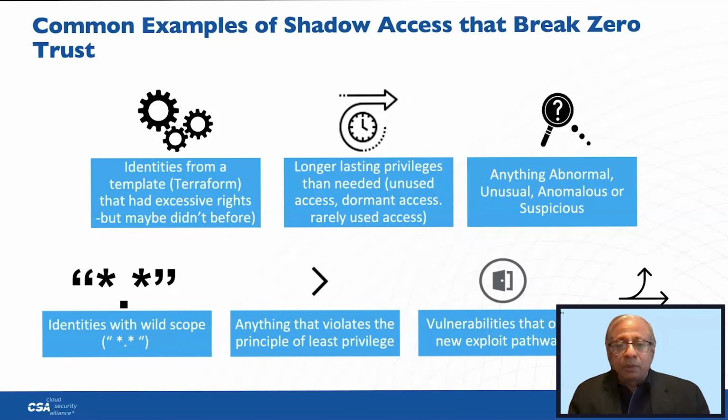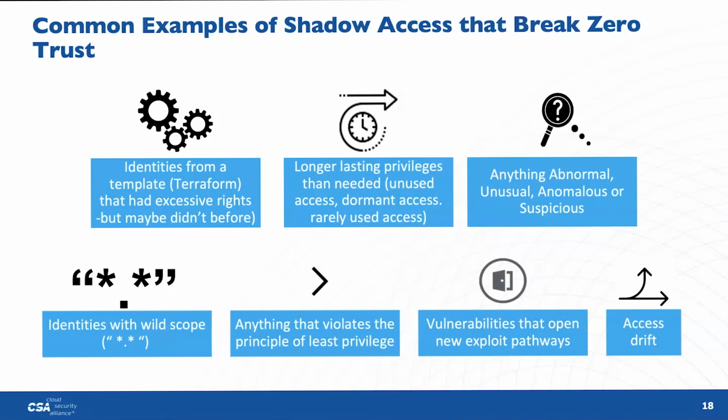Anything that violates the principle of least privilege, for example, if you're actually using roles and you have a set of commonly defined roles, yet you have unused permissions or rarely used permissions in these roles, it means that you have commonly used roles with a lot of exceptions built in that violates the principles of least privilege. Vulnerabilities, for example.